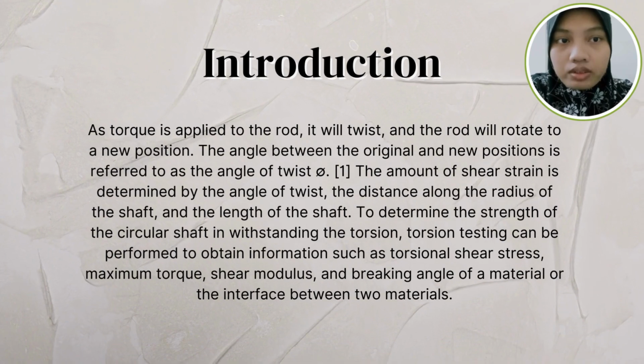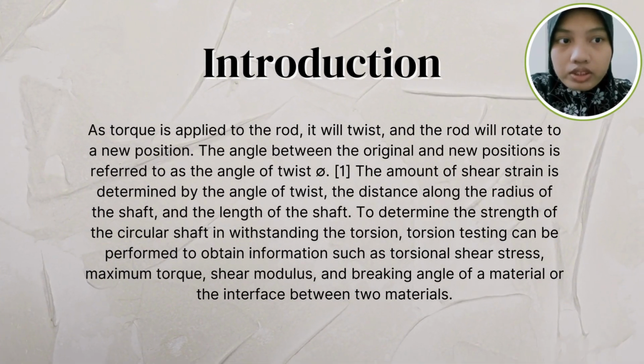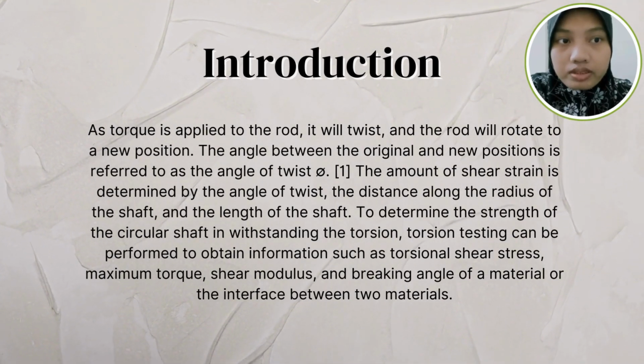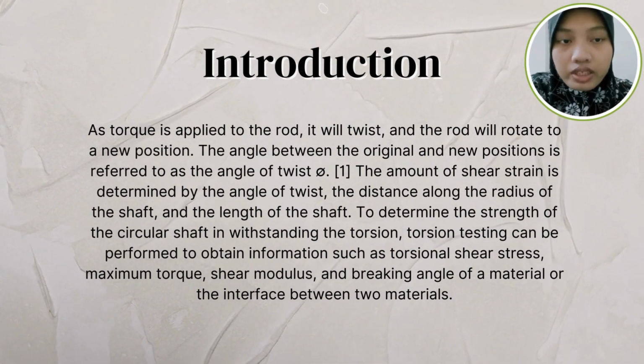As torque is applied to the rod, it will twist and the rod will rotate to a new position. The angle between the original and new position is referred to as the angle of twist. The amount of shear strain is determined by the angle of twist, the distance along the radius of the shaft, and the length of the shaft.